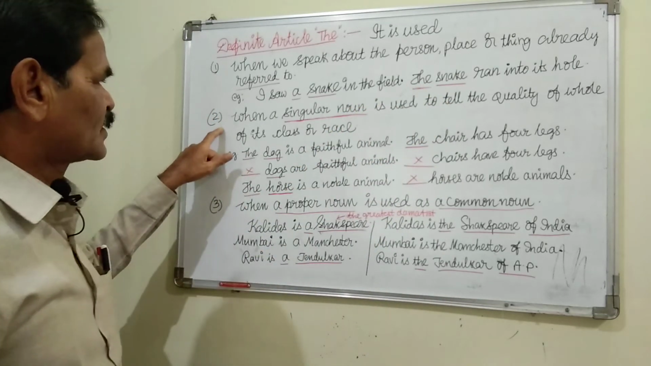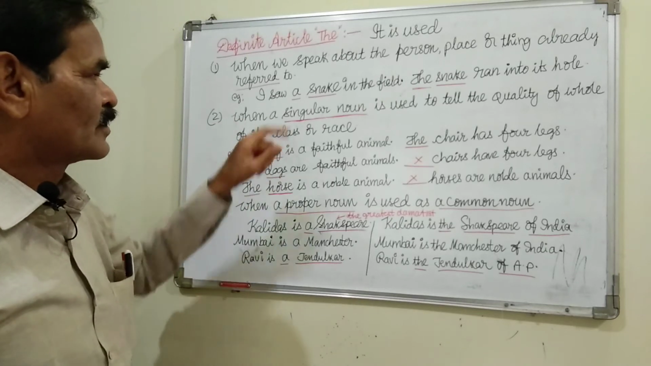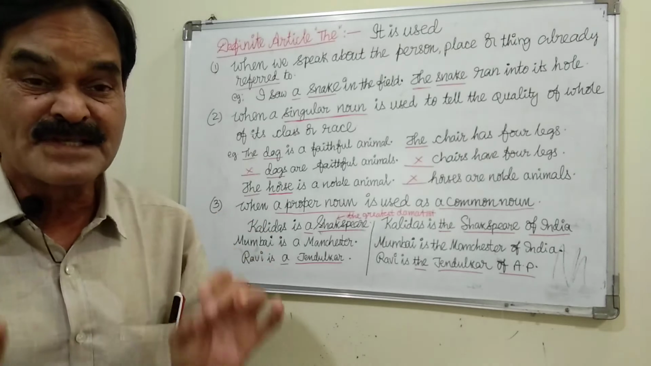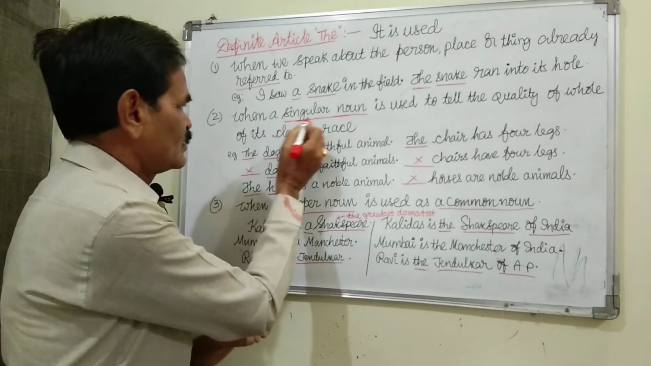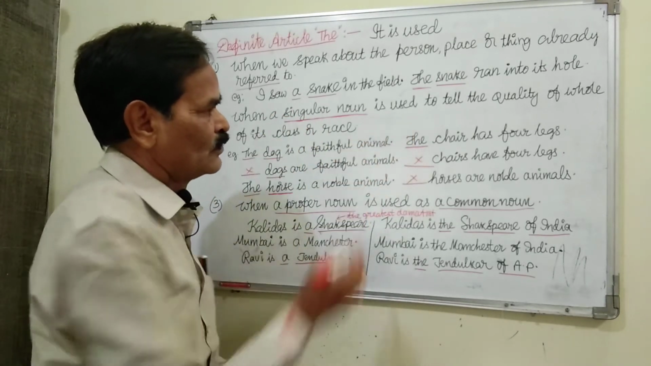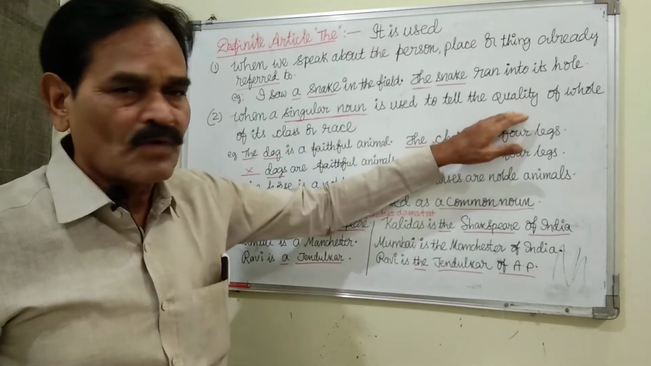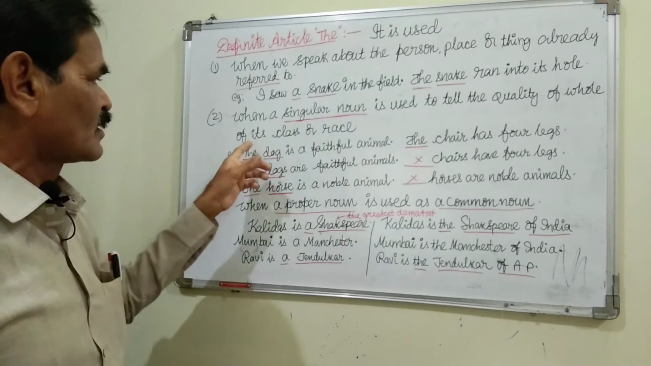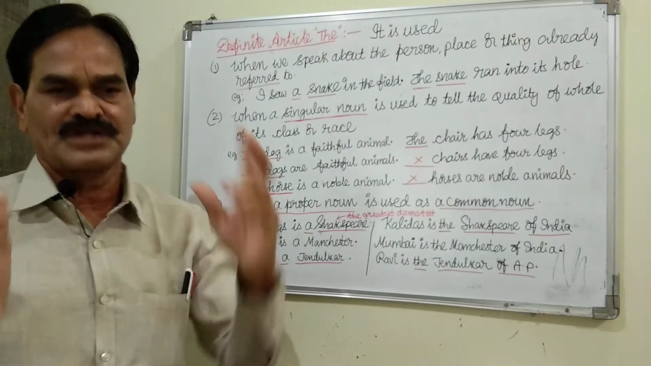And the second usage is when a singular noun is used. What is that? A singular noun. The noun must be singular and it is used to tell the quality or the characteristic of the whole of its class or its race.